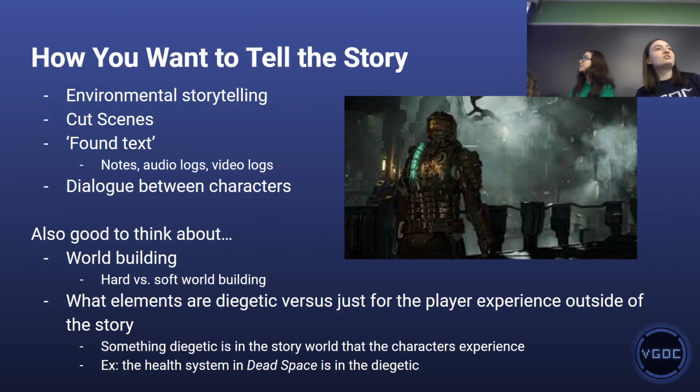All right, so just a general overview of things you might do for how you want to tell the story. We have some very basic lists of some different things you might do. We already talked about environmental storytelling. You also might use different things such as cutscenes. You might do quote unquote found text, which is where you might find notes with written text on them. Or you might find audio logs where you listen to something about things that are going on, or video logs, also just in general dialogue between characters.